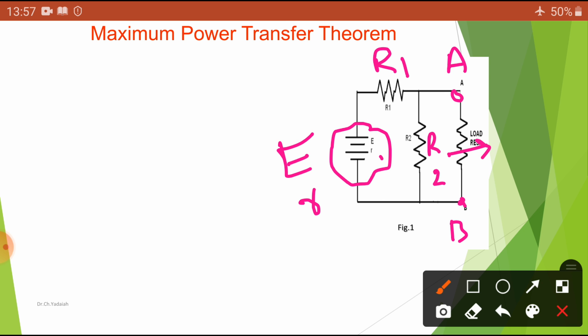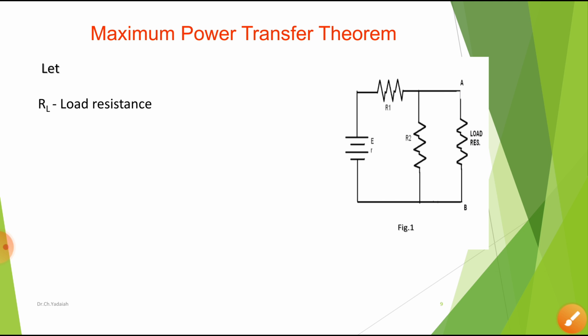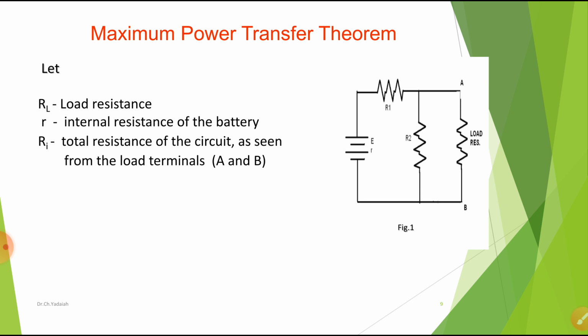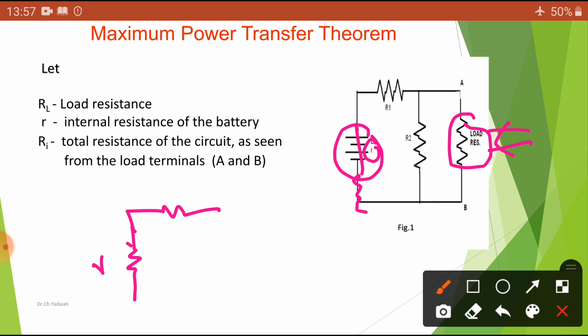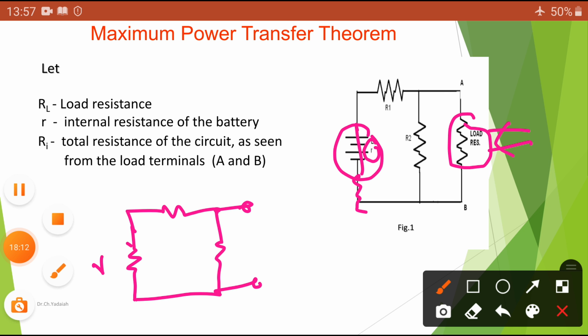Now here, let RL be the load resistance in ohms, small r the internal resistance of the battery, and Ri the total resistance of the circuit as seen from the load terminals A and B. Now remove the load and see from this side what is going to appear, the internal resistance. Whatever the voltage source, simply short it. So that means your internal resistance small r, and this is R1 and this is R2 connected across this terminal.